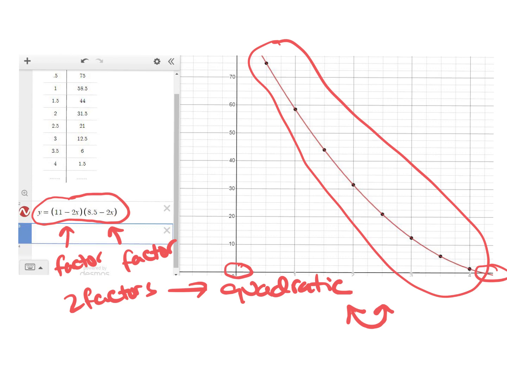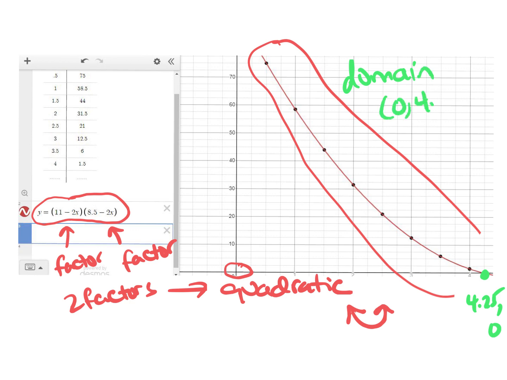All right, so let's talk about what you're seeing right here. If I look at the x-intercept of this graph, right here is what I'm focusing on, this point right here. That point right there is 4.25, 0.